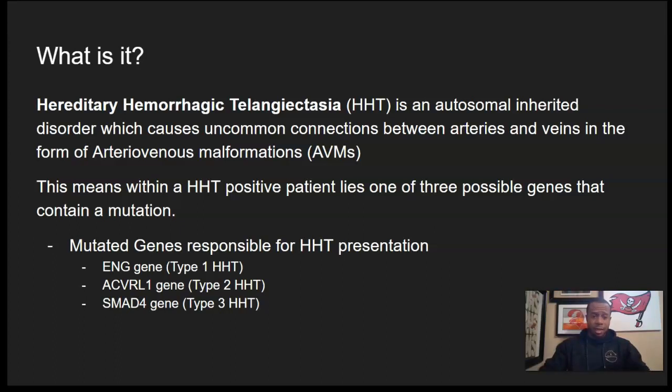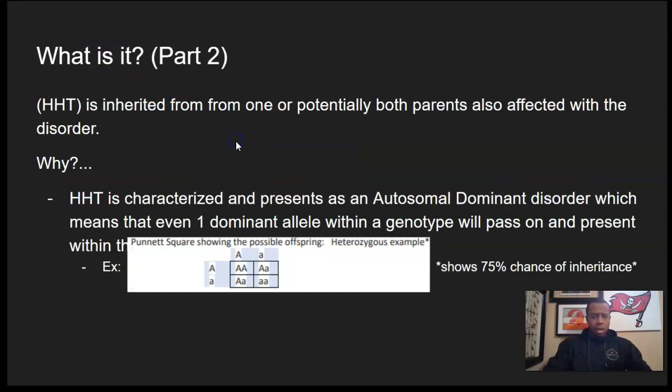Now, if a person does have HHT, it's one of three possible genes that contains the mutation. Number one is the ENG gene, which is responsible for type 1, the ACVRL1 gene, which is responsible for type 2, and the SMAD4 gene, which is responsible for type 3. This is inherited from one or potentially both parents via a dominant allele, because it is an autosomal dominant disorder, and it's characterized as such.